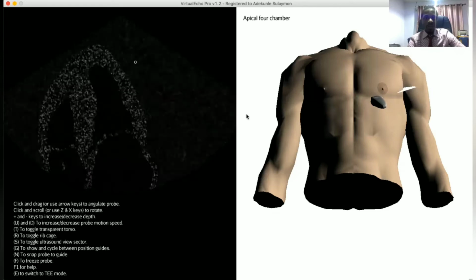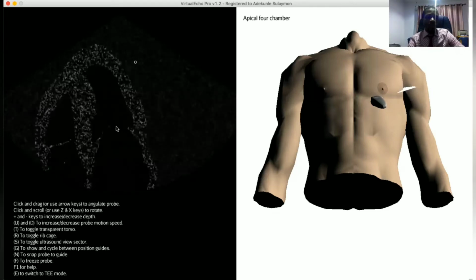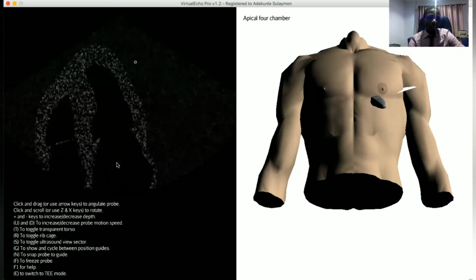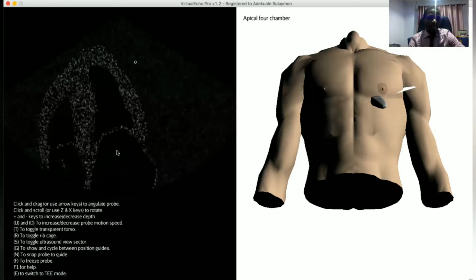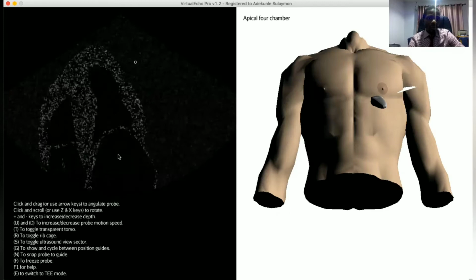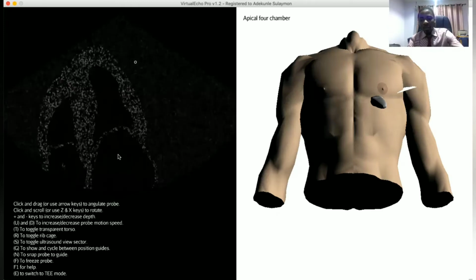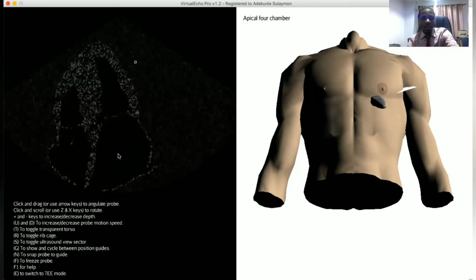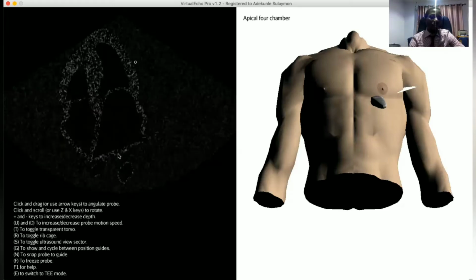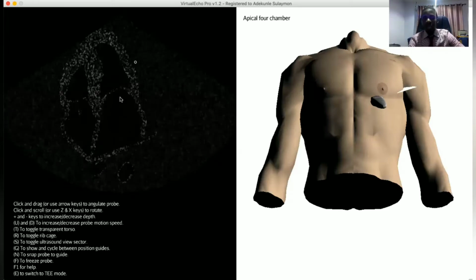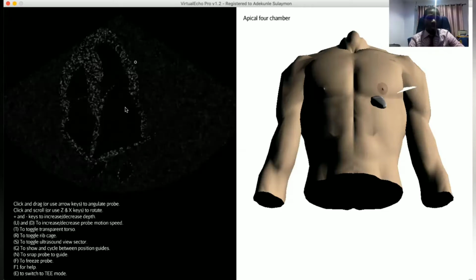So let me freeze. From our instrumentation, something is not right. This depth is too reduced, so we have to increase it. When we increase the depth, it goes up, and that should do it. You have it in the center of your screen.